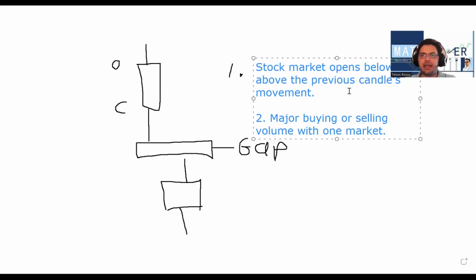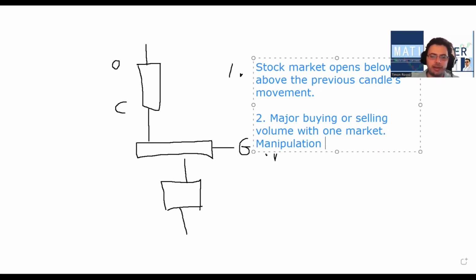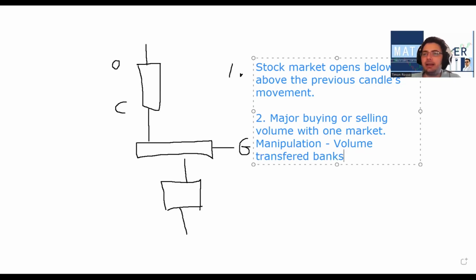So if there is a certain price that the market's trading at, and then there is a huge seller at another price, and they are willing to sell at a certain price lower than what it was trading at before, there is a good chance that the market will gap. And this is sometimes due to manipulation, or that there is volume being transferred from banks to banks or billionaires to billionaires. So that's another reason.